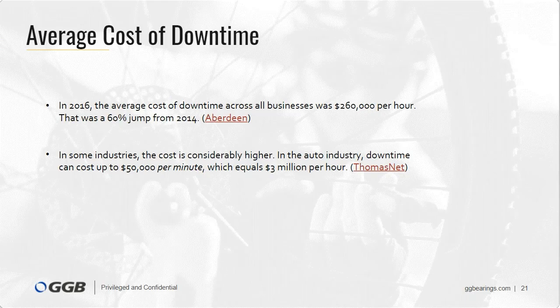So what is the average cost of downtime? We did some preliminary research, and according to Aberdeen, in 2016, the average cost of downtime was $260,000 per hour. So that adds up real quick. In the automotive industry, if you shut down an automobile assembly plant, you can pay up to $50,000 a minute, $3 million an hour, right? Those are big deals.